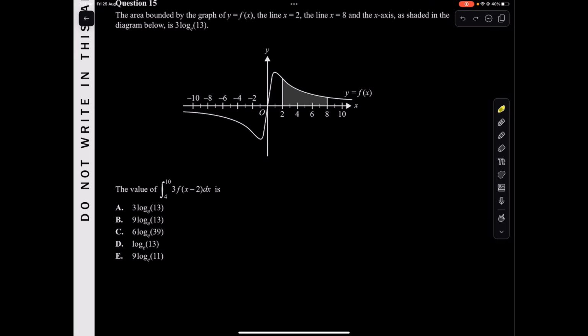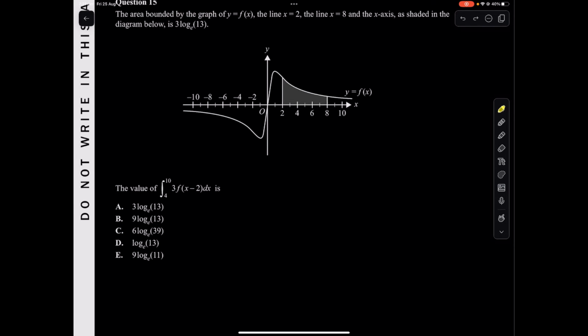We have a dilation by a factor of 3 parallel to the y-axis. So this area here gets multiplied by 3. So what's 3 times 3 log e 13? It is just 9 log e 13. Which means that B is your answer.